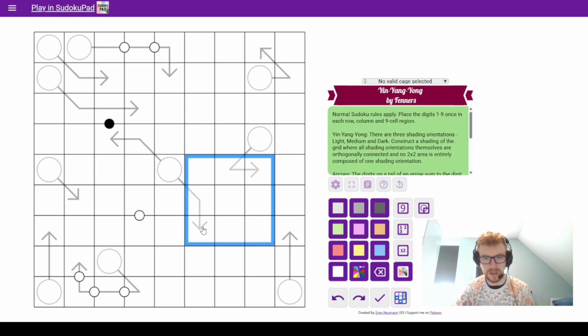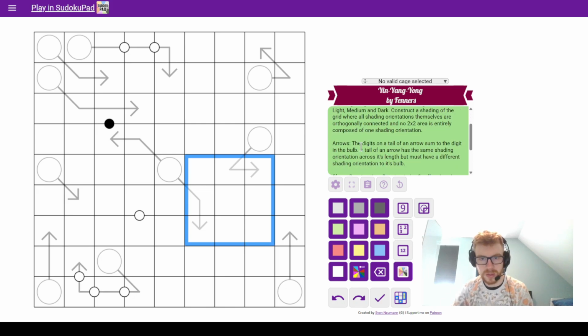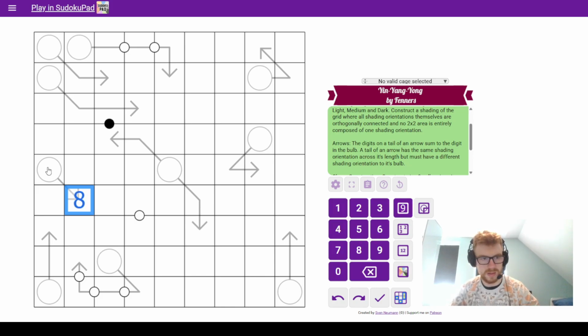Okay, so they have normal three-color yin-yang rules. The digits on a tail of an arrow sum to the digit in the bulb. So let's pick this one. If that's an 8, it sums to an 8. The tail of an arrow has the same shading orientation across its length, but must have a different shading orientation to its bulb. Okay, so there are three colors. We need to keep that in mind.